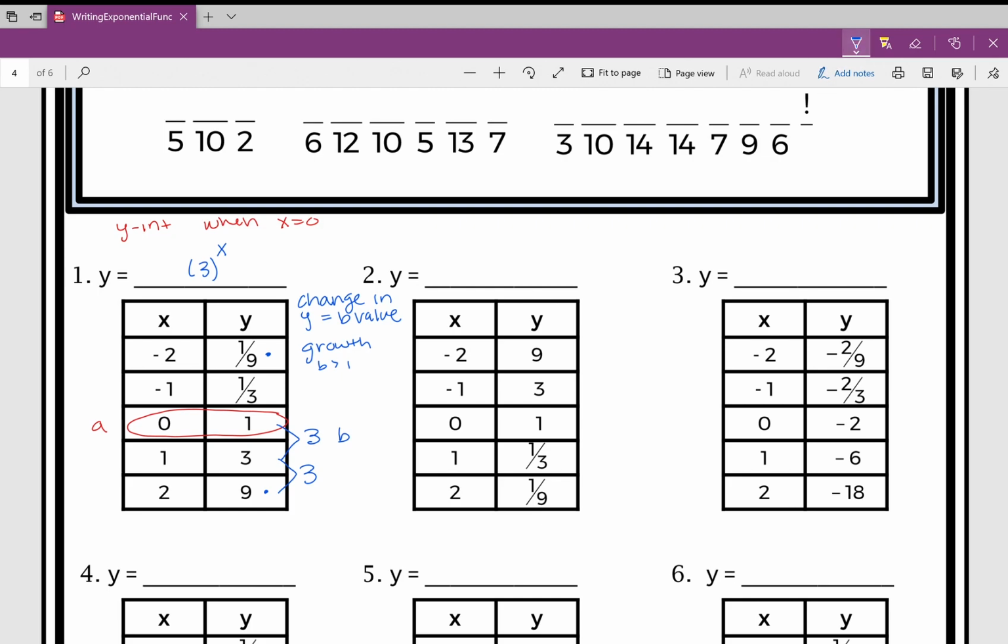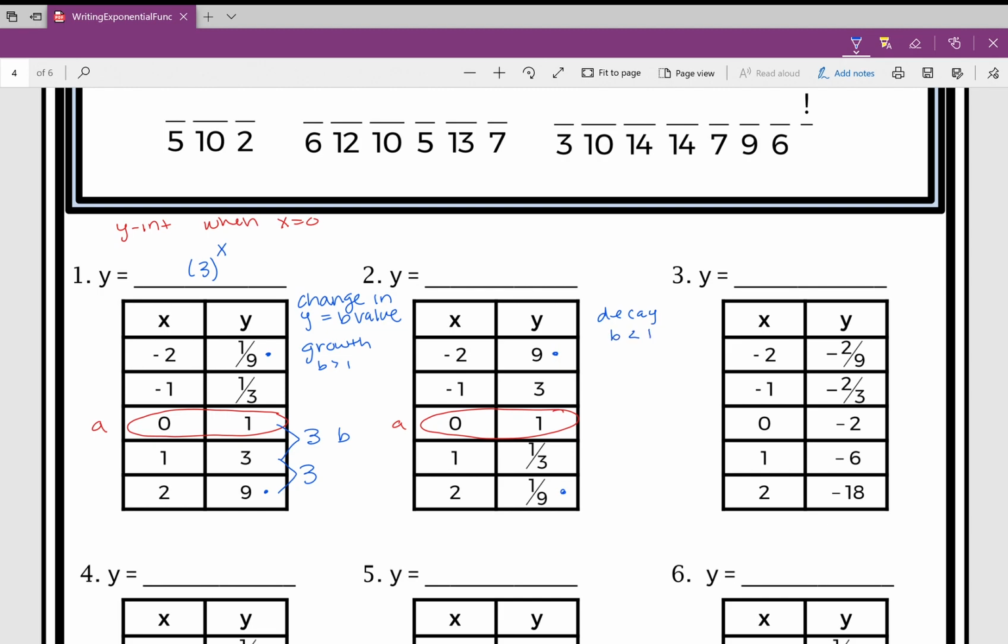Okay, let's do the same thing for number 2. We're first going to find our a value, which is the y-intercept. And we know the y-intercept is when x is equal to 0, so right here. So this is our a value. Then we're going to find the change in y. So first we need to see if it's going to be a growth or decay. So if I start right here at the top and then look all the way to the bottom, we know that this is going down. This is decaying. So since this is a decay, we know our b value has to be less than 1.